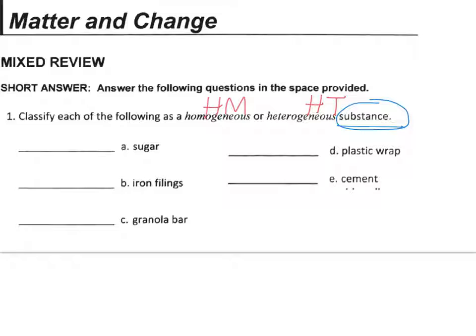So let's go with sugar. And we, of course, know that sugar is a compound because I gave you that formula in class. And so a compound is going to look the same throughout, so it would be a homogeneous substance. Iron filings, we had that in our classifying matter, I believe, activity, and that is an element because iron is an element. And of course, elements look the same throughout, so that's going to be a homogeneous substance.